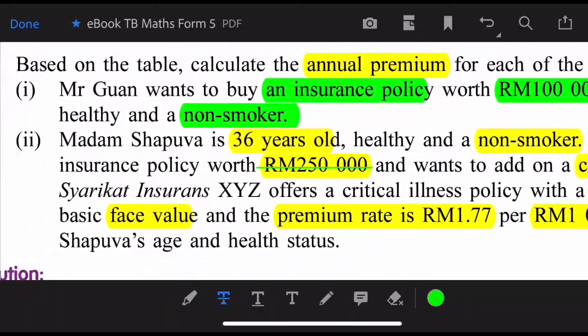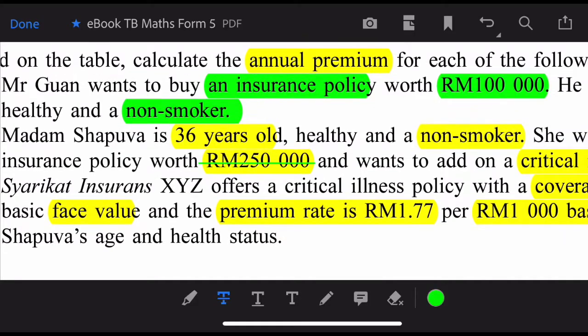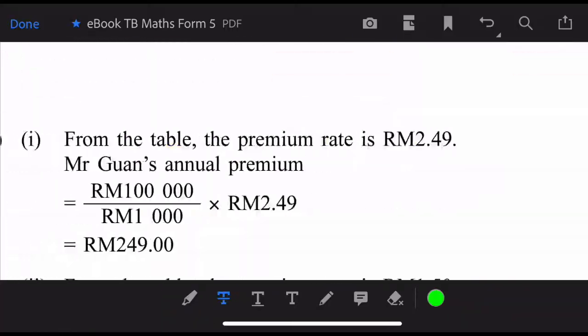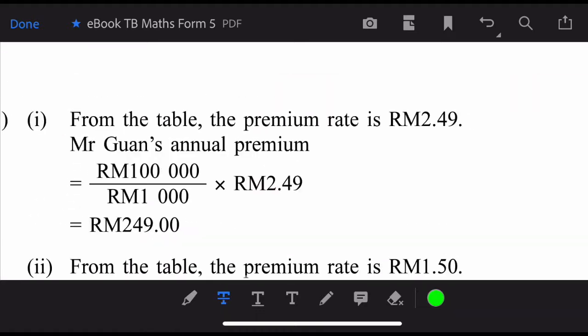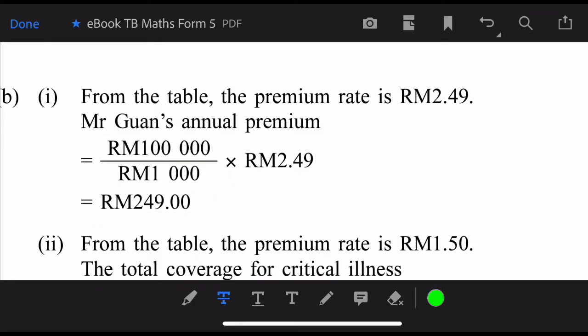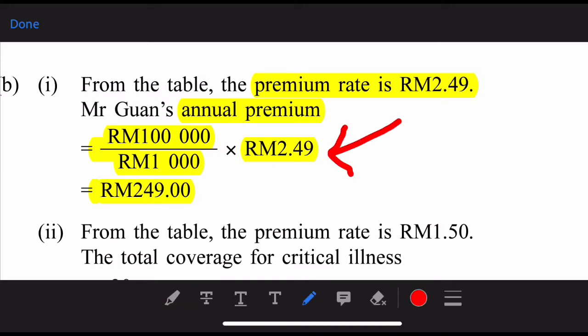Okay, let's see how to calculate the annual premium for Mr. Guan. Mr. Guan wants to buy an insurance policy of 100,000 and he is 39 years old and a non-smoker. So as I just highlighted, we have studied the table, 2.49 for age 39. What you need to do is quite simple. You copy down the formula just now. The premium rate you also copy down is 2.49. So the coverage is 100,000 over 1,000 times 2.49. It's very simple. That's called the annual premium. That means we need to find this one, the premium rate.